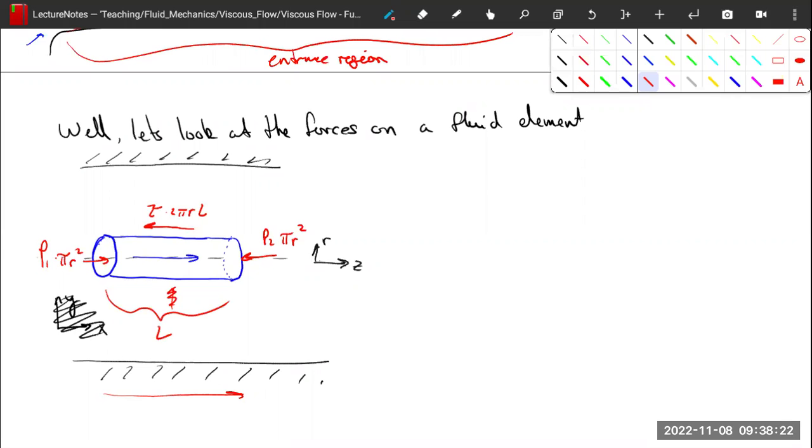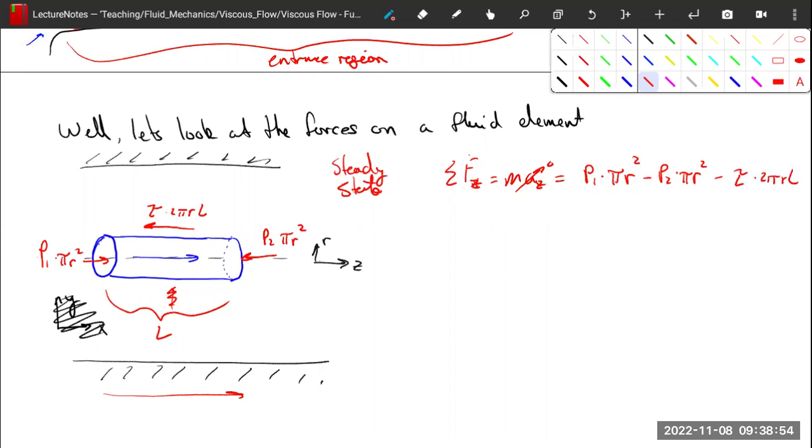So if we sum all the forces on this object in the z direction, we find that this is equal to m times az, but this is 0 because we're steady state. We're going to assume steady state here. Nothing is accelerating. And this is going to be equal to P1 times pi r squared minus P2 times pi r squared minus tau times 2 pi r L. And this is all equal to 0.